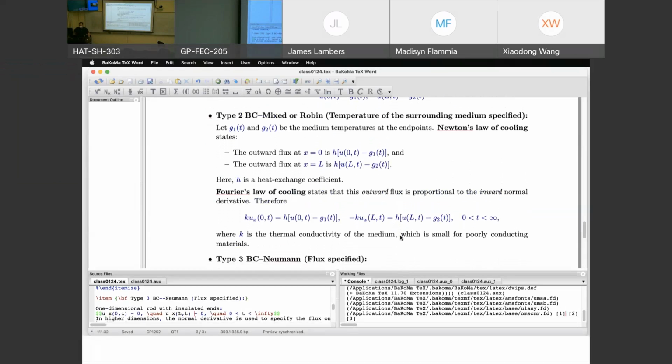And now we have what's called a mixed or Robin boundary condition. Mixed because it works with both the value of the solution at a boundary point and the first derivative at the boundary point. Both are involved.